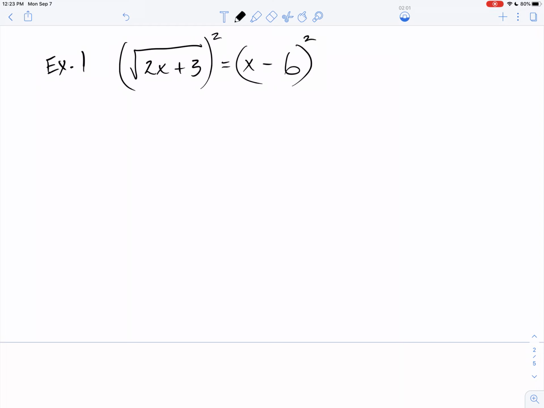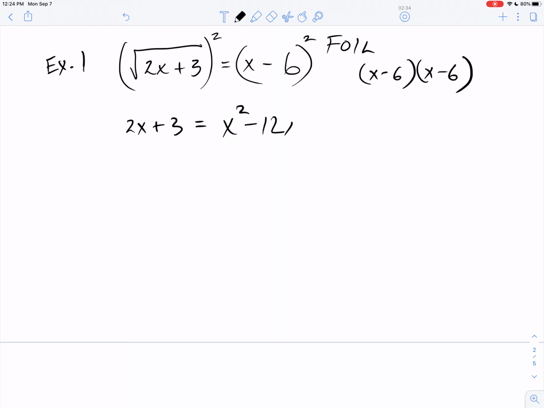So I'm going to square that thing, and I get 2x plus 3. What's it equal? Well, this is not the way to do it. We don't get to drop it like it's hot. Do not do that. No, bad news. This means we're going to FOIL. We have to take x minus 6 and square it. It means times itself. Okay? So, we FOIL it. And if we FOIL it, we get this. You can double check my math, but that's what you get.